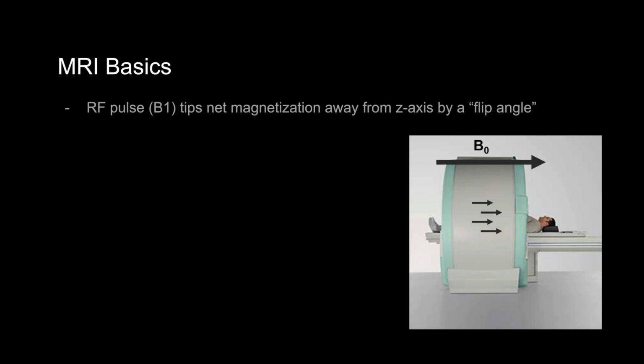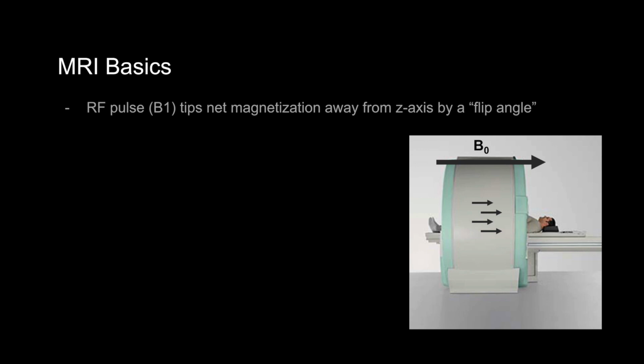It's not really a radio wave, but instead it's electromagnetic energy with a frequency that is in the radio wave spectrum. A key point is that in order to tip the magnetization away from the z-axis, the RF pulse has to be at a frequency that matches the spin of what it's trying to tip down. For now, who cares about these details?